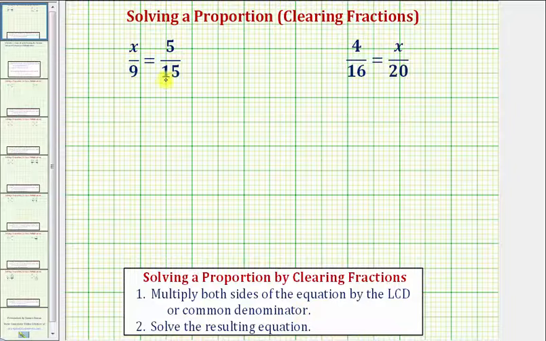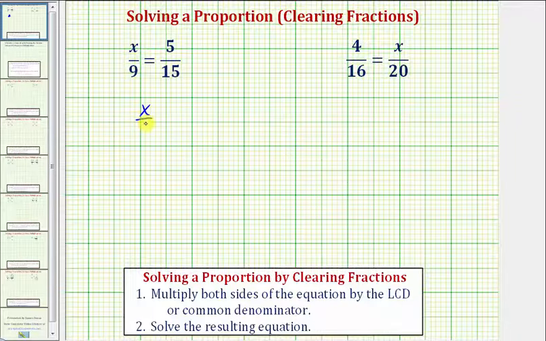So looking at our first proportion, notice how we have a denominator of 9 and a denominator of 15. The least common denominator is going to be the least common multiple of 9 and 15, which is 45, because 45 is the smallest number that's divisible by 9 and 15. So we're going to multiply both sides of the equation by 45.